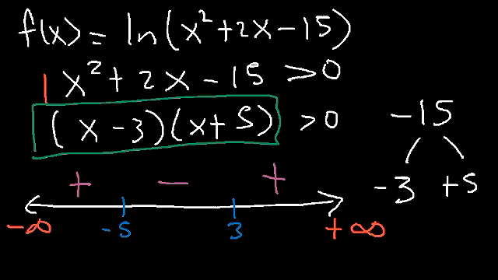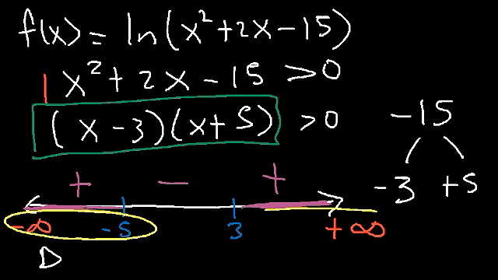So we want this region and this region. And that's where the equation works. Anywhere between negative 5 and 3, the function will have a negative value, and you can't have a negative number inside a natural log. So it's not going to work in this region. So therefore, the domain, you can literally see it. It's going to include this region and this region.